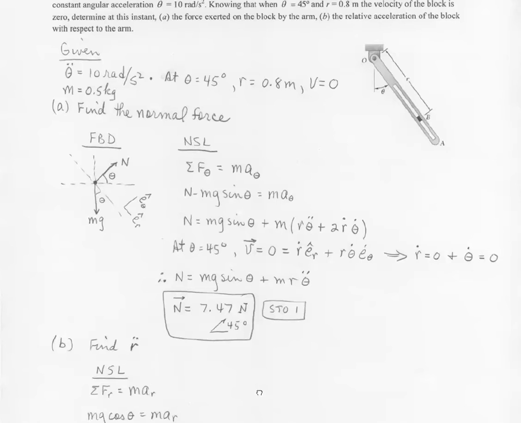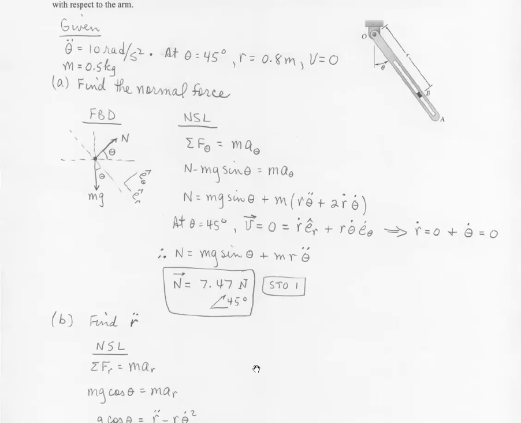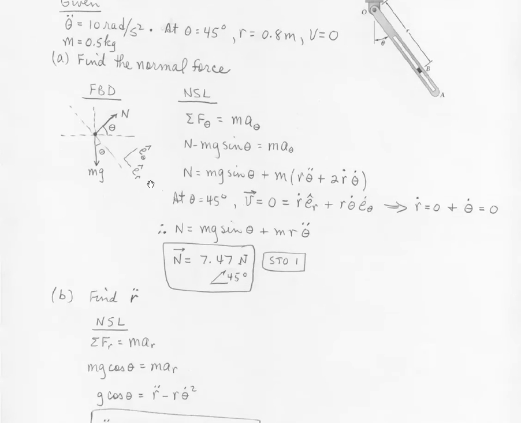What they mean by that is if you're riding along with the arm, what do you see that block doing? And for you, what you observe is r double dot. So what we're going to do is Newton's second law for this free body diagram, but we're going to sum the force in the r direction equal to m times a sub r. And in doing so, in the r direction, N doesn't have a component, mg does. It's mg cosine theta equal to m times a sub r. The m's would cancel out, leaving us g cosine theta equal to a sub r.